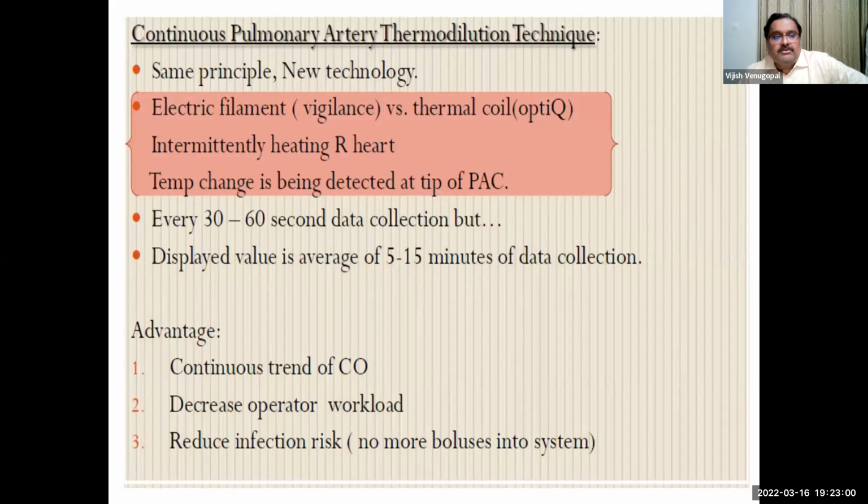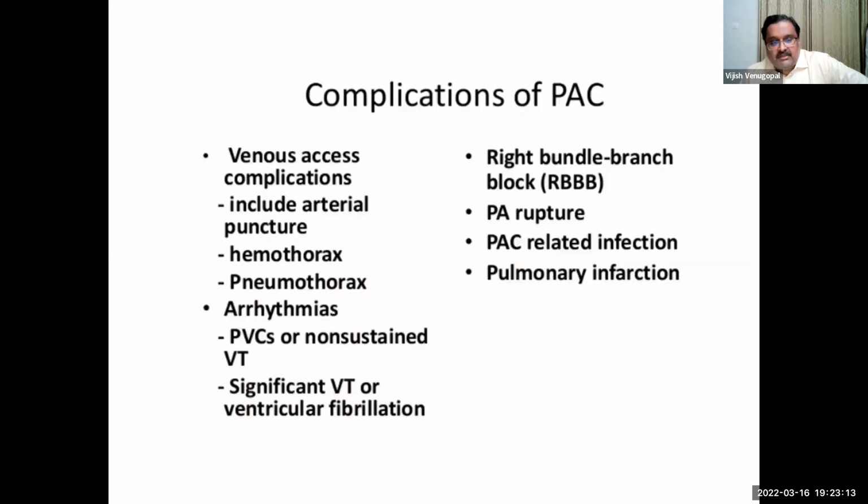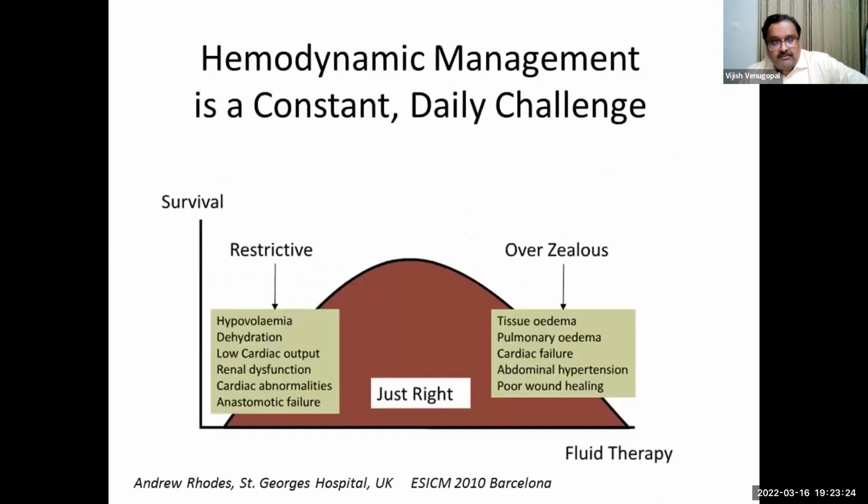The pulmonary artery catheter also comes with continuous cardiac output monitoring, where instead of giving the cold saline or the room temperature saline, there's an electric filament which intermittently heats the right side of the heart, and the temperature change is detected at the tip of the PAC. There are a lot of complications similar to the CVP complications, and the other special complications are right bundle branch block, a PA rupture, and pulmonary infarction.